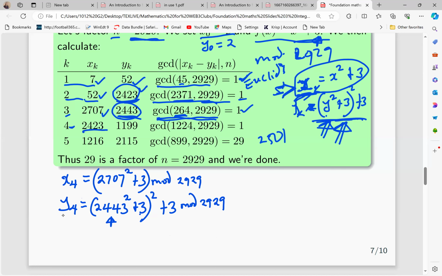So 2443. Square that, you get 5,968,249. Add 3 to that result. Let's reduce it mod 2929. Divide by 2929. It goes there 2037 times.